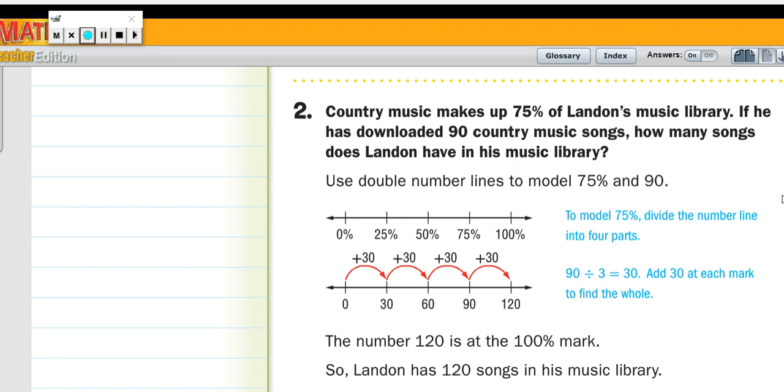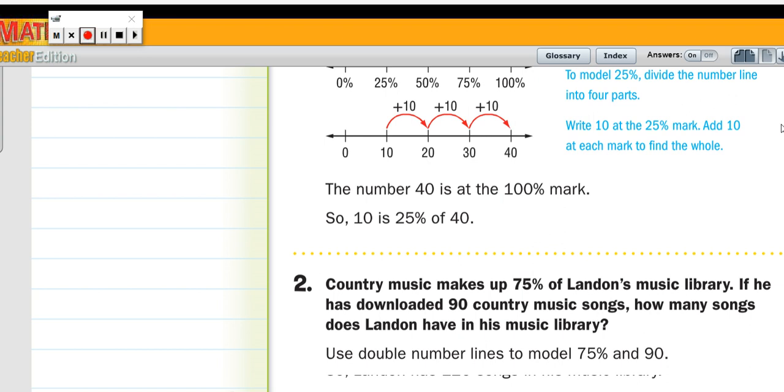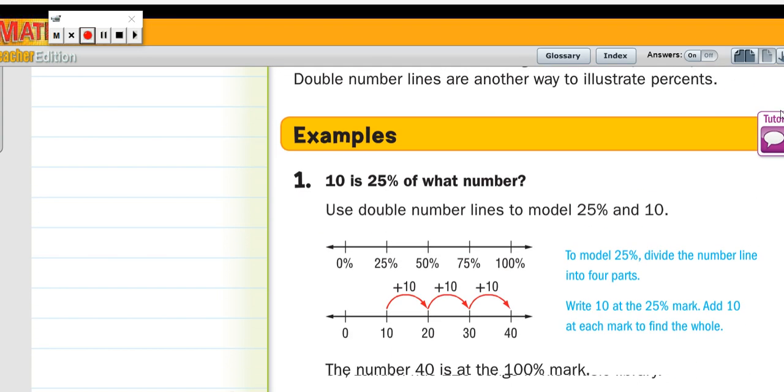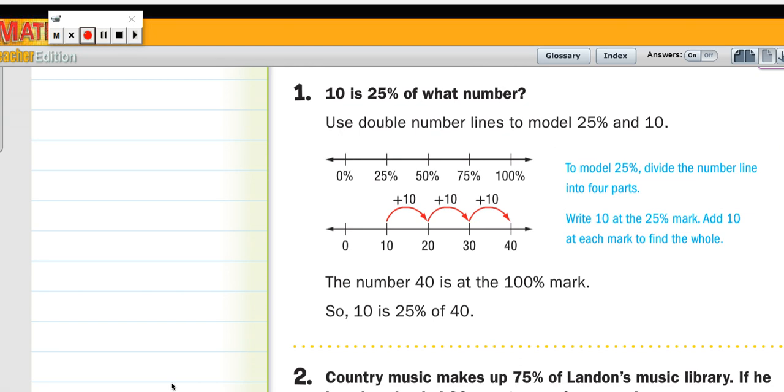Turn to 156. On this page, the book talks a lot about finding these percents using a number line. And I want to look at how this works on number 1. So it says 10 is 25% of what number? So you notice here's 10, here's 25%. And they've broken their number line into groups of 10 because this was 10.